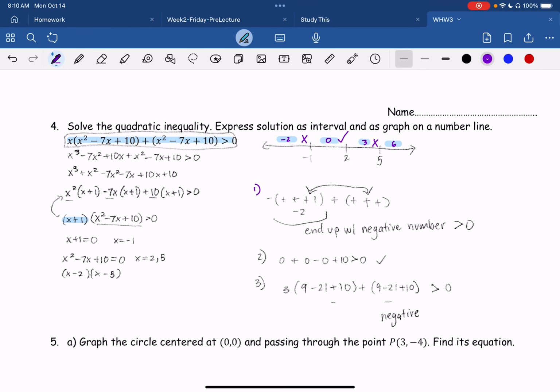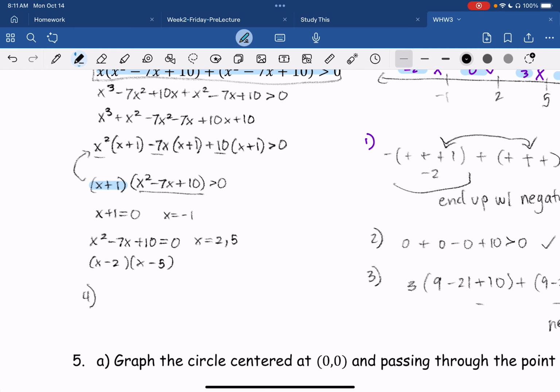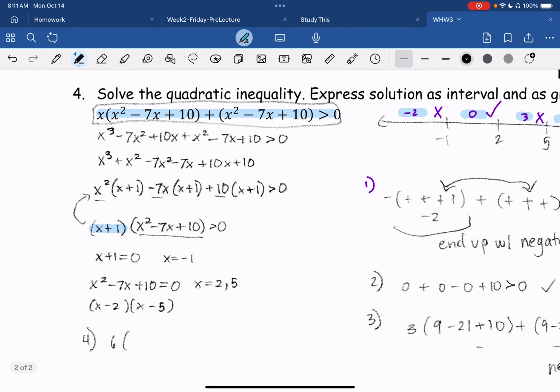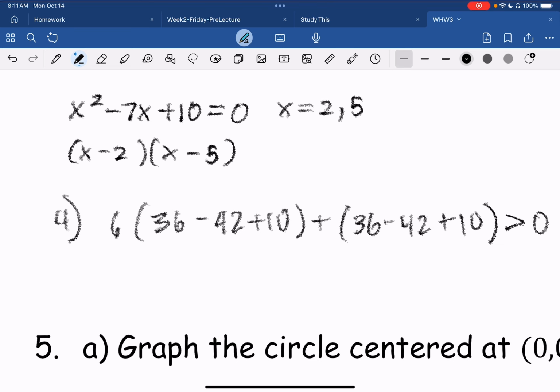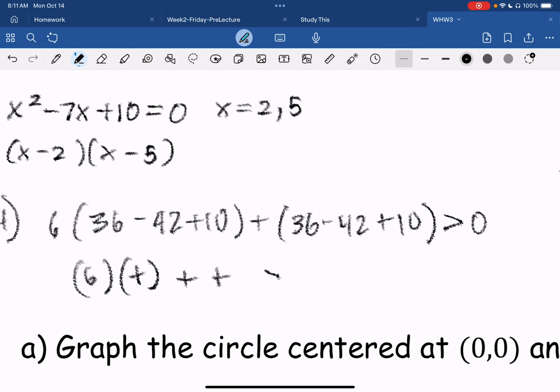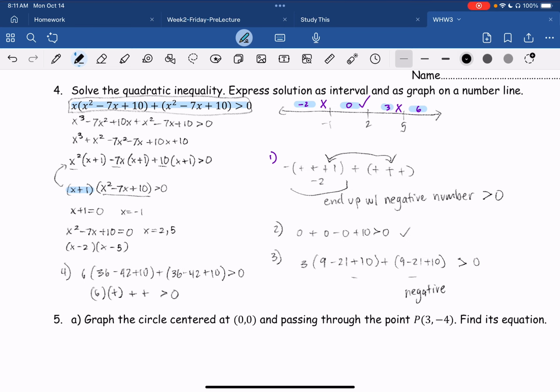Finally, the fourth number that I plug in is 6. So I do 6 squared, 36, minus 42 plus 10 is greater than 0. Let me see if that's true. So this would give me a positive number. So it's positive times positive plus another positive number. So this is greater than 0. And this is true.